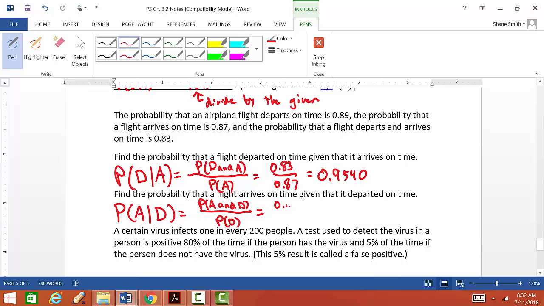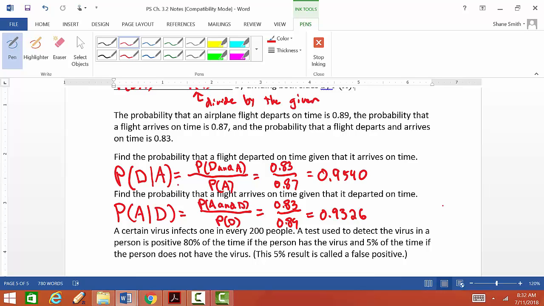So again, that's 0.83. The probability of A and D is the same thing as D and A. But instead of dividing by A, we're dividing by D because we're given D now. And we're given the probability that it departs on time is 0.89. So this is 0.9326. Notice that these are not the same. Conditional probabilities are not reversible. They are asking different questions. And that is an important thing to realize.